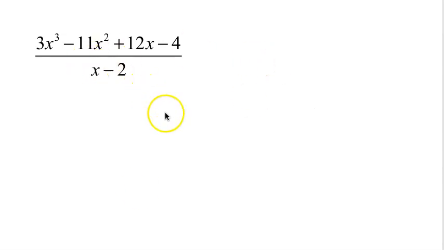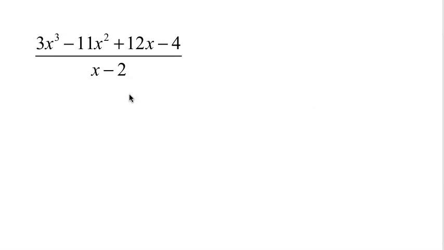If we're given a problem like this, we could try to factor it, maybe, or we could use polynomial long division. But this is a special case that enables us to use synthetic division. We just have a binomial downstairs with an x value and a number, and the coefficient on the x value has to be 1. So x minus 2 fits the requirements for synthetic division.